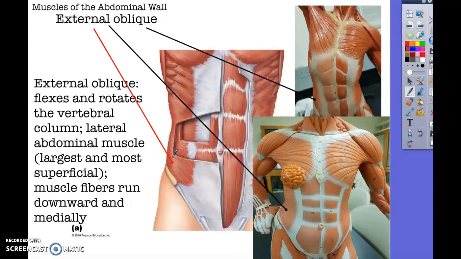External oblique. So it's the external layer. Oblique means that the fibers are running diagonally. It's the outermost layer, so it's the most superficial. It flexes and rotates the vertebral column, and it's the lateral abdominal muscle, the largest one, most superficial. We can see it here, and we can see it on our other muscle man.